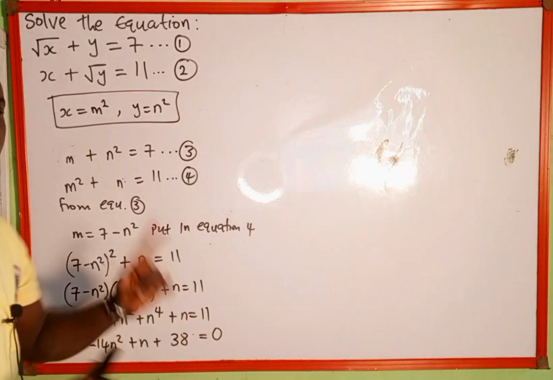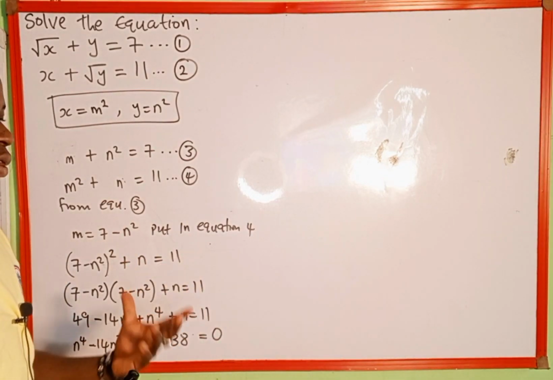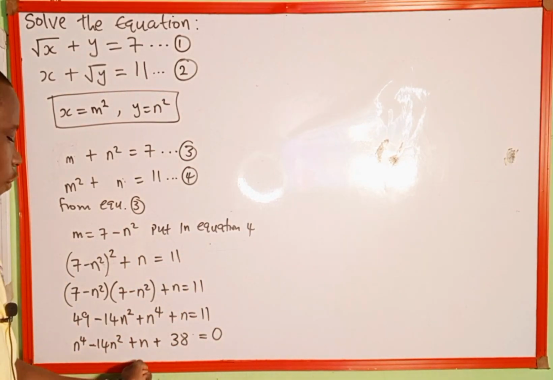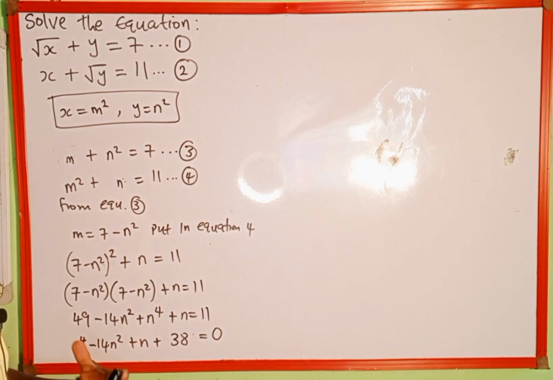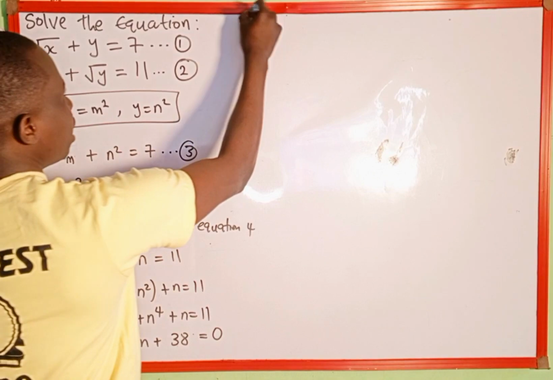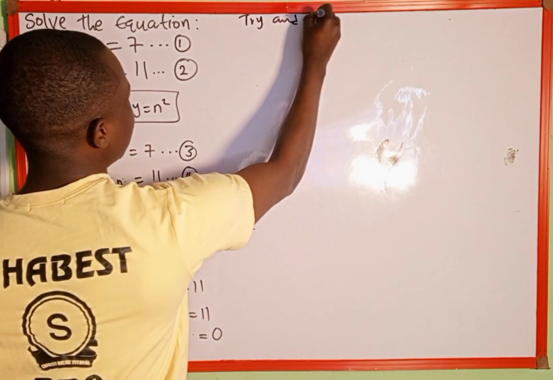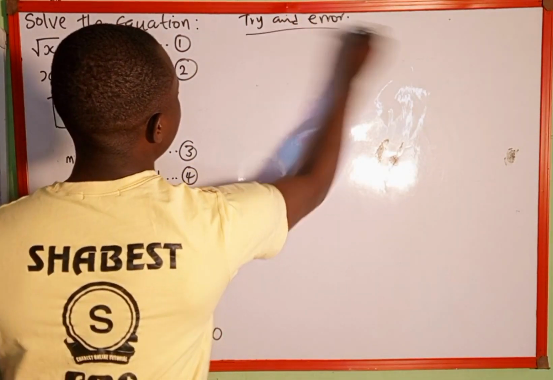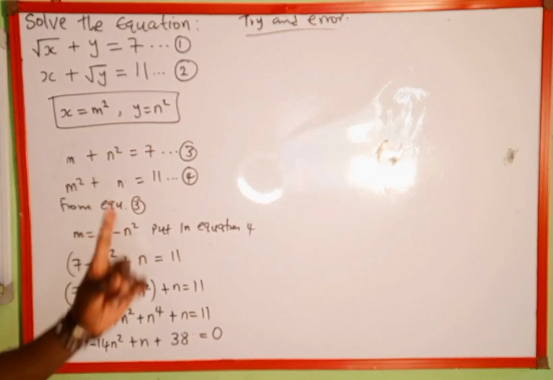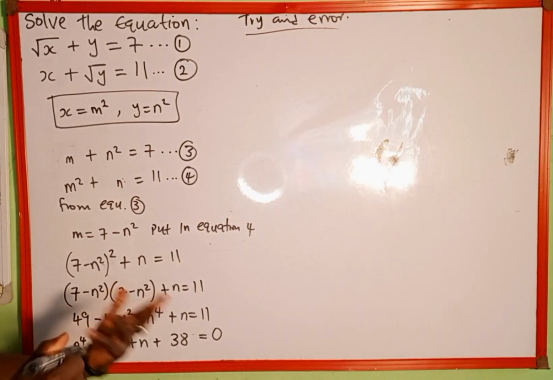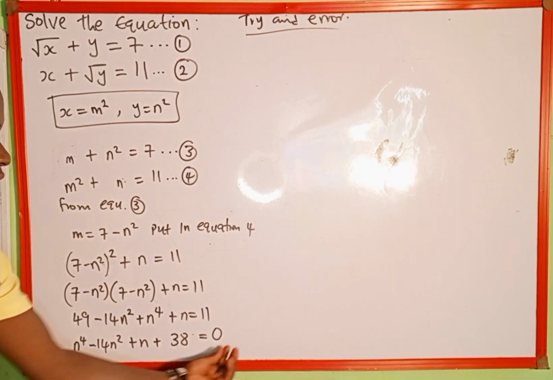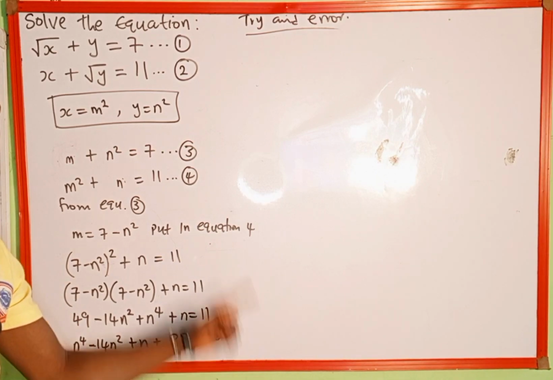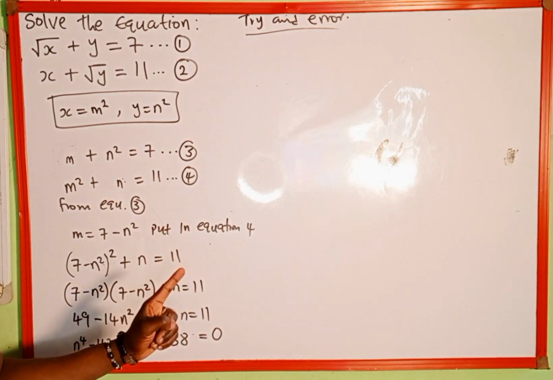The next thing we're going to do is to get one of the values of n that will satisfy this equation. To get the value of n, we're going to use what we call trial and error. Trial and error in the sense that we're going to start from 1. Let's assume n is equal to 1. We plug it into this equation. When the left hand side is equal to 0, it's going to be the same as the right hand side. That means n is equal to 1 satisfies the equation.